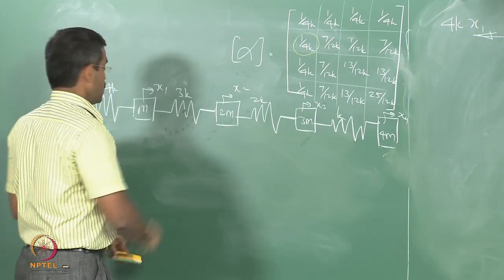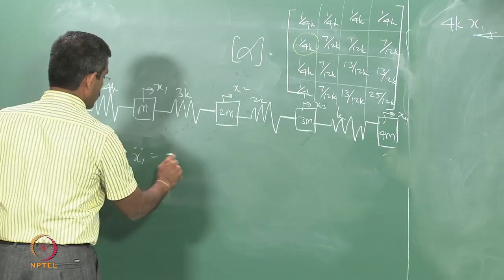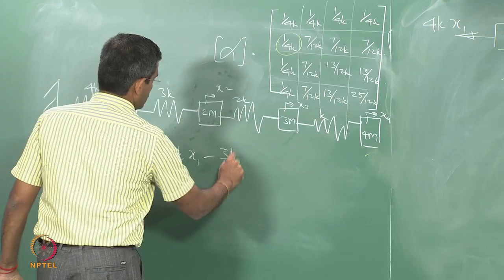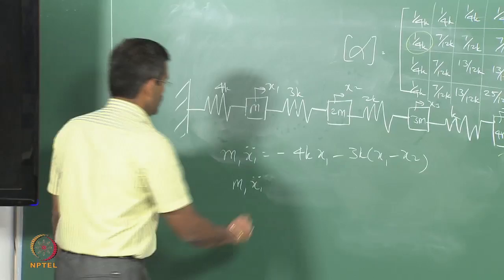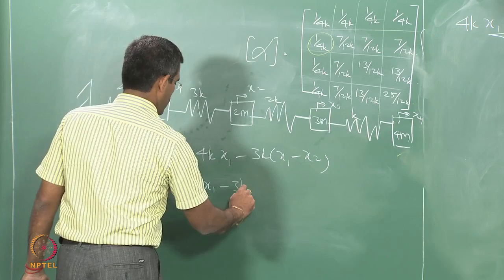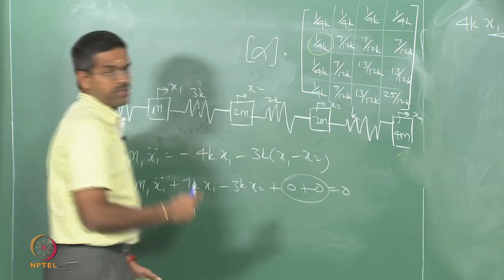So, let us do the first one. m1 x1 double dot should be equal to minus, because they are all opposite, 4k x1 minus 3k of (x1 minus x2), which will give me m1 x1 double dot plus 7k of x1 minus 3k of x2 plus 0 plus 0, which is 0. These are corresponding to x3 and x4; there is no value here.